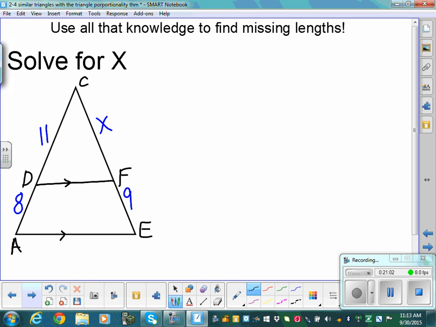So let's do this first problem. Here we go. It says solve for x. So we're going to use all our knowledge to find missing lengths. Okay, so now notice it says these two lines are parallel. So we know they're similar. So we can set up a ratio of corresponding sides. Now because we were told these are parallel, we can actually set this up like this. We can say 11 over 8 is equal to x over 9.